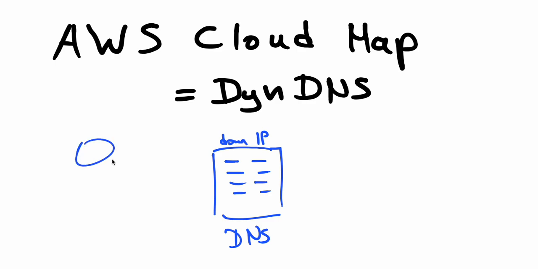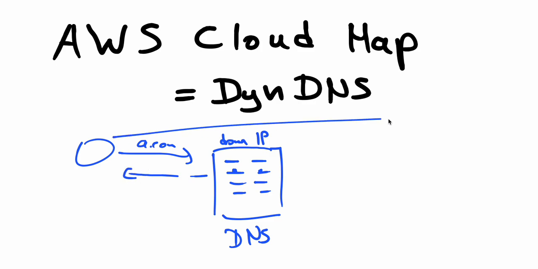And what happens is if we have a client and the client wants to go to the domain a.com, then the DNS service looks it up. Oh, a.com, that's this entry. Oh, that's this IP address. Here's the IP address. And then the client can go and check out the actual service using that IP address. Let's say it's 172.something.